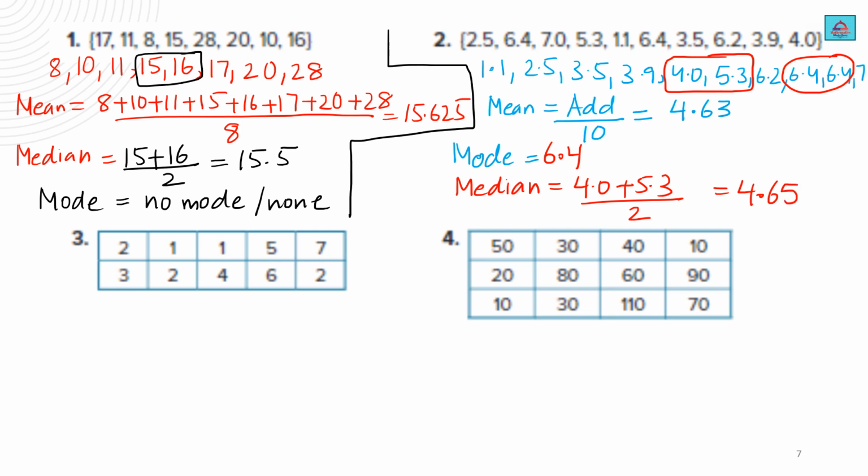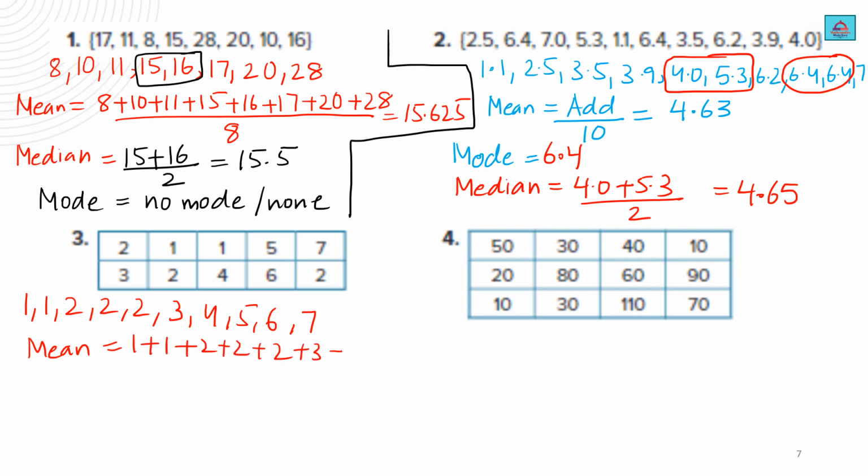Let's do the next one. Here you are given the numbers in the form of a table. Nevertheless, the method to solve is same. You have to first arrange in ascending order like this, and then do the mean, median and mode. So the mean comes out to be, so just add all the numbers: 1 plus 1 plus 2 plus 2 plus 2 plus 3 plus 4 plus 5 plus 6 plus 7, and these are in total 10 numbers. So the mean is going to be 3.3.